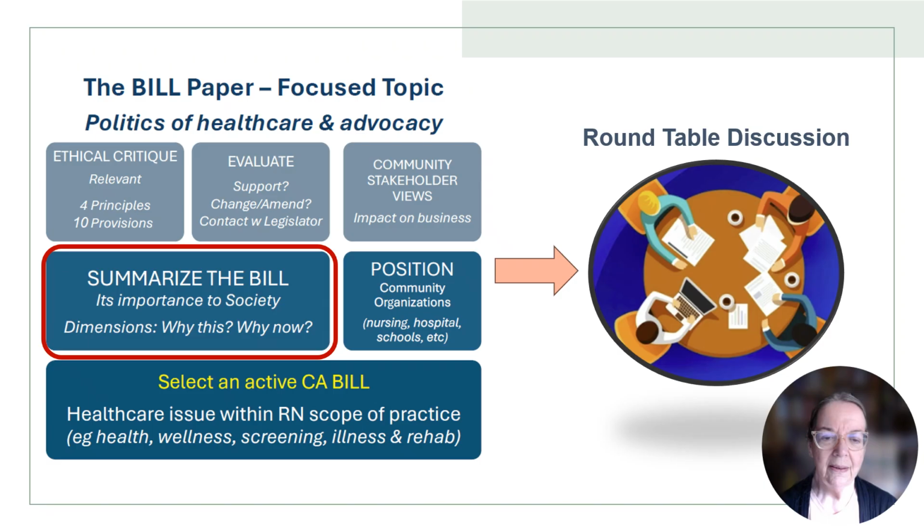Let's take a look. You've already had an active California bill approved for this assignment, so let's take a look at the steps. What we're going to be doing is preparing an analysis of the bill leading up to a roundtable discussion in class. The roundtable discussion during a class session is in place of a paper, but the preparation will be the same.